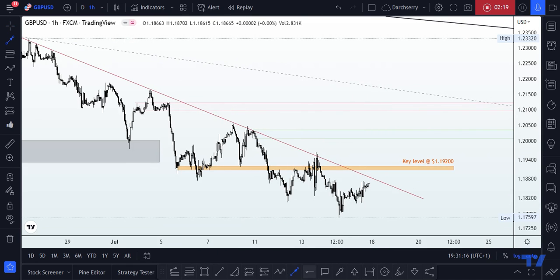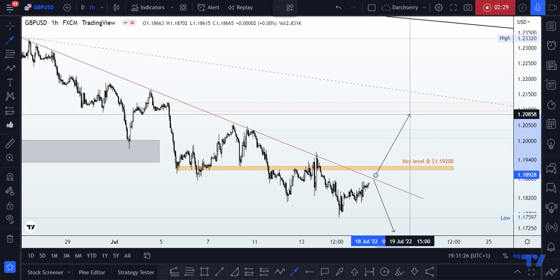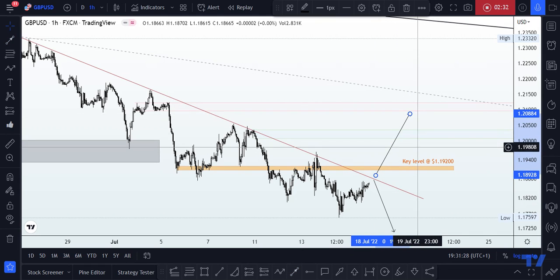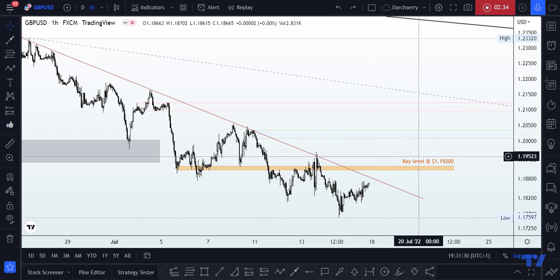Is price going to be going to the downside from here? Will it reject this bearish trend line one more time to push price to the downside? Or are we going to be seeing a breakout of the structure to push price to the upside this week? Let's look at this together.